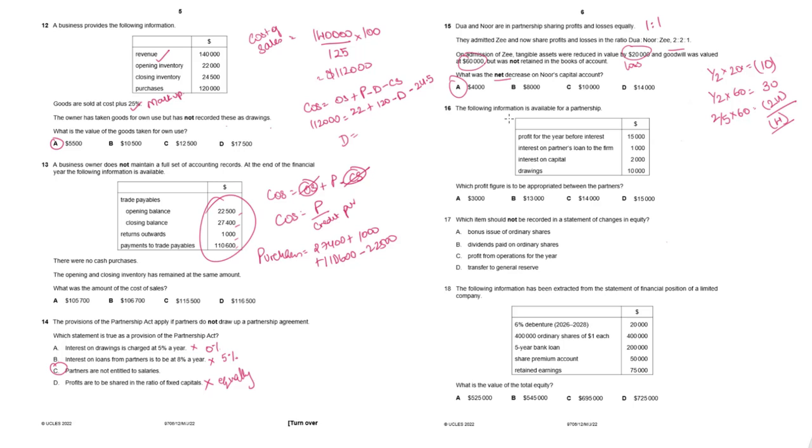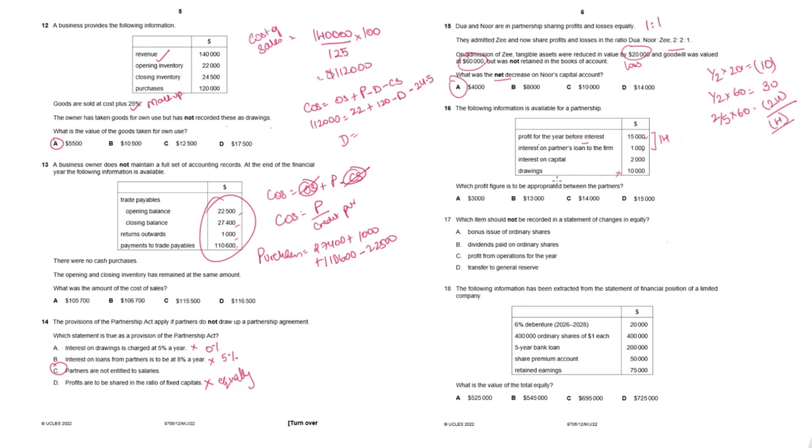16th one. The following information is available for a partnership: profit for the year before interest 15,000 and interest on partner's loan 1,000. So the net profit is 14,000. Interest on capital, this will be taken in appropriation account. Drawings will not be taken in appropriation account, it will be taken in current account. Okay. Which figure, profit figure, is to be appropriated between the partners?